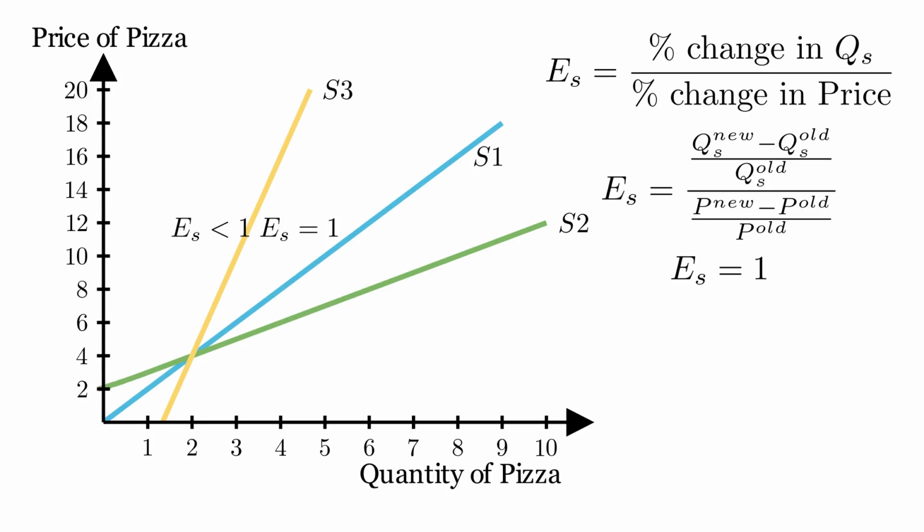If a linear supply curve intersects the price axis above the origin, then the elasticity of supply is greater than 1 at every point on the curve. In this case, quantity supplied changes proportionally more than price. For example, the green curve. I hope this clears the concept of elasticity of supply.